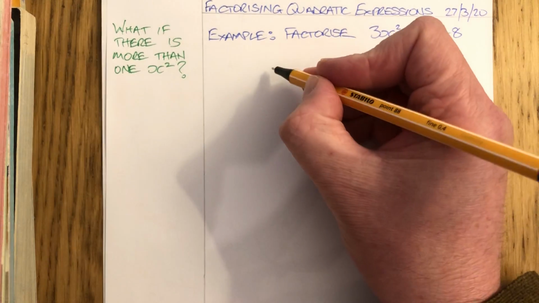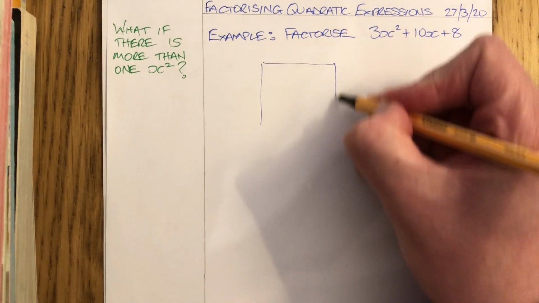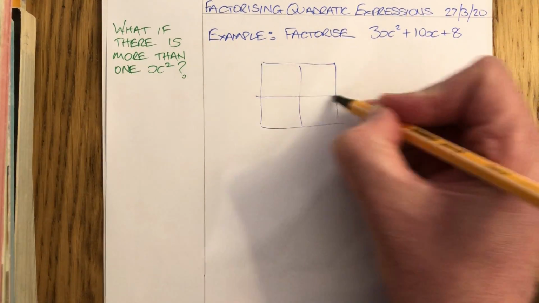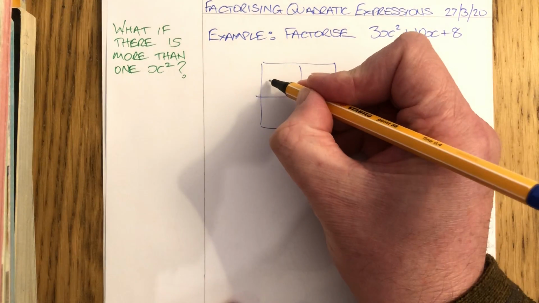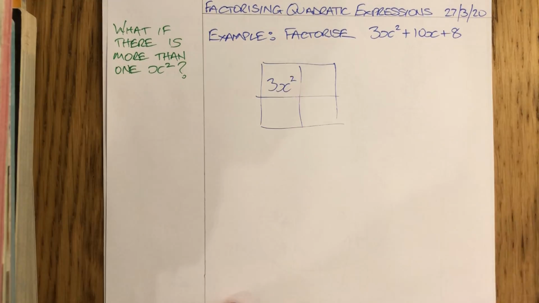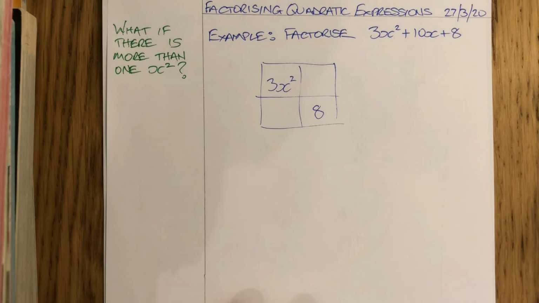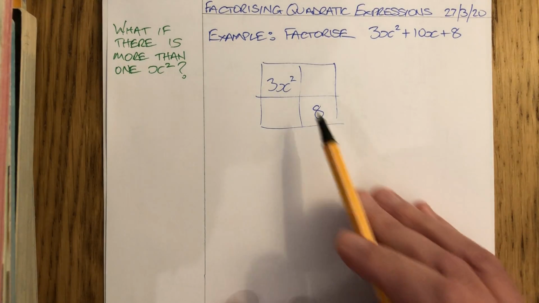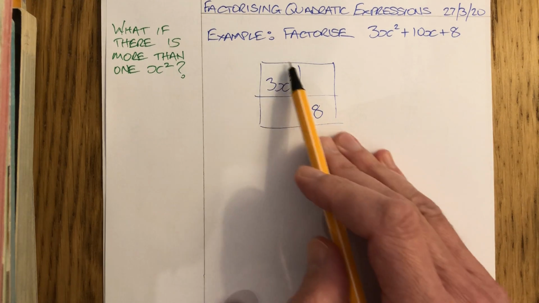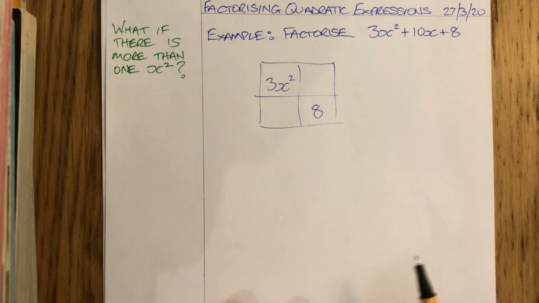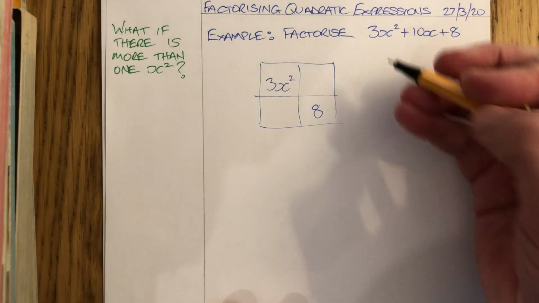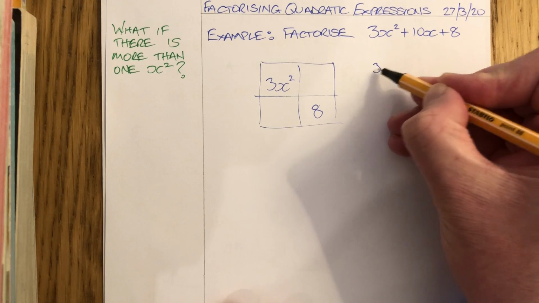So again, multiplication grid. Again, I can put the x squared term straight into that box, and I can put the number straight into that box. Okay, now 3x squared is made by multiplying, well, 1x times 3x. Now this time I'm going to put the 3 here.